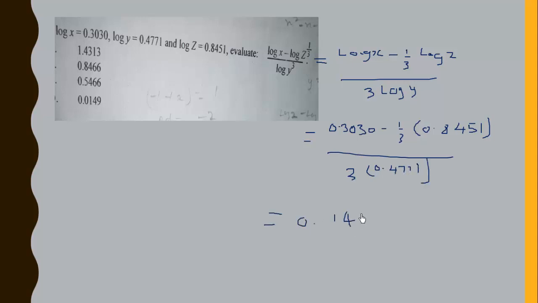So we sub in the values and simplify, we get 0.01488, which is the same as 0.0149.